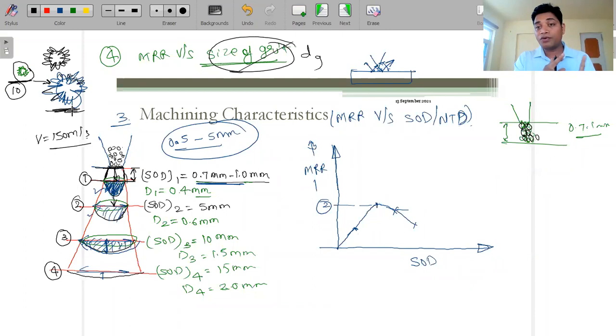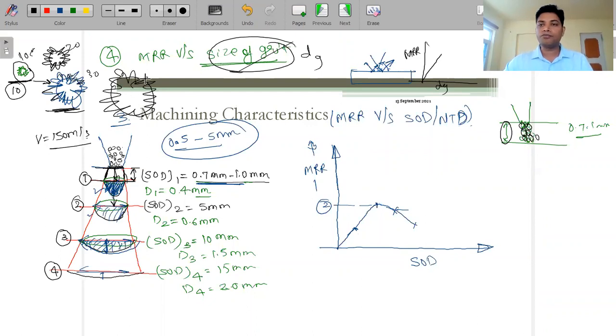So what we can conclude is, if this is the material removal rate and this is dg, and we are increasing the size of the abrasive grits, then the material removal rate increases. But please keep in mind that we have to keep this SOD constant at that time. Now let's suppose up to this is 10 micron, this is 20, this is 30, let's make it 50 or 100.